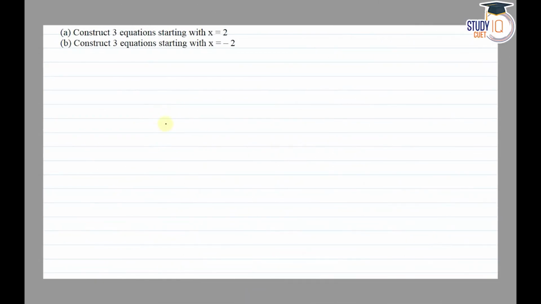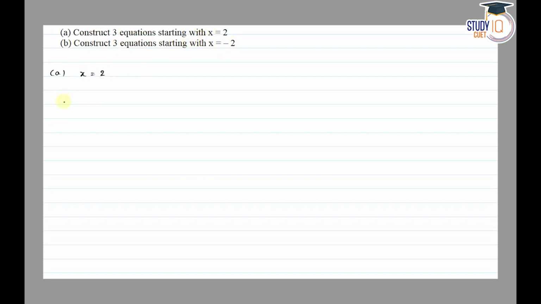Hello everyone, this question appears in class 7th NCERT chapter of simple equation. This is fourth question of its exercise 4.3. So the question says that A. Construct three equations starting with x equal to 2. So x equal to 2. So हमें three equations construct करनी है जिसकी starting हो x equal to 2.